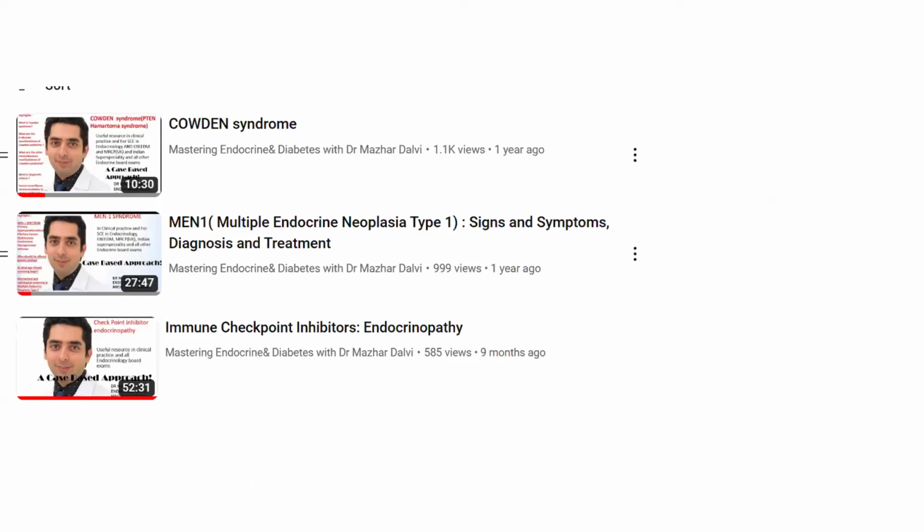Inherited endocrine syndromes, we have Cowden syndrome, we have MEN1 syndrome, and there is also a session on immune checkpoint inhibitors, which are so commonly asked in the exams nowadays. Every year and in every diet, there are at least 3 to 4 questions on immune checkpoint inhibitors and the endocrinopathies they cause. So there are sessions on Cowden's, MEN1, and immune checkpoint inhibitor-induced endocrinopathy.